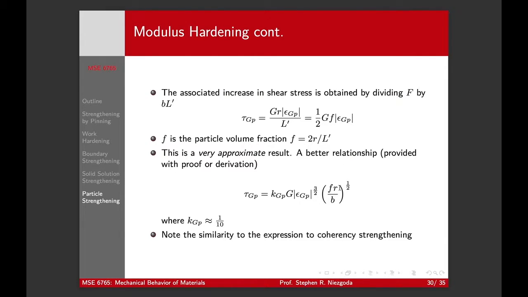You can work through a more rigorous analysis and come up with a form where you've got a constant out here that's about 1/10 the shear modulus. This is the relative change in moduli, volume fraction, radius of the particle, and the Burgers vector, all square rooted. And notice that this is a very similar expression to the coherency strengthening.